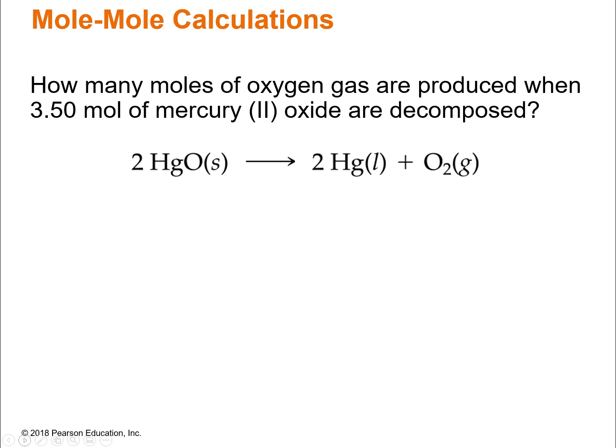Our first example problem, we've got how many moles of oxygen gas are produced when 3.5 moles of mercury 2 oxide are decomposed. I like to write out the question, just like with most of these math problems. My starting information is 3.50 moles of mercury 2 oxide. I'm trying to figure out how many moles of oxygen gas. So that helps me so I know what my mole ratio should be.